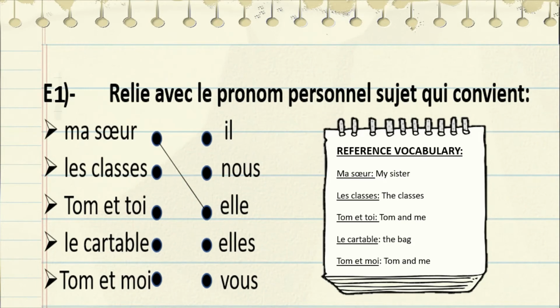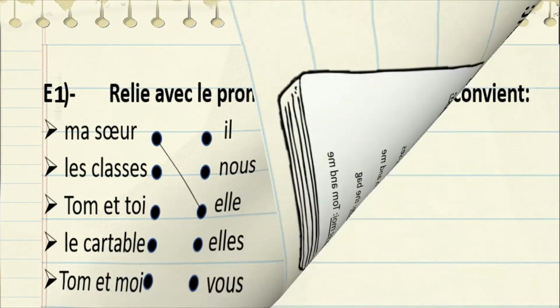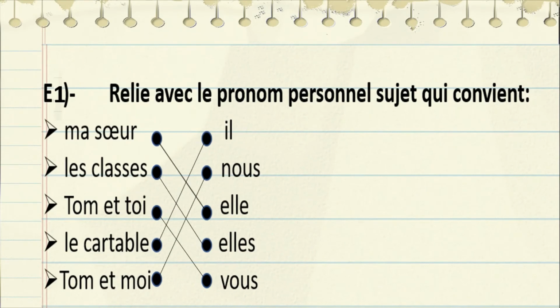Similarly, complete the rest of them. Pause the video for yourself and try this. Well, I hope you have tried. Let's move to its solution. Let's study the solution. Les classes means the classes. The classes is plural and is feminine. Also, it's third person. So we'll use elles, which means they.